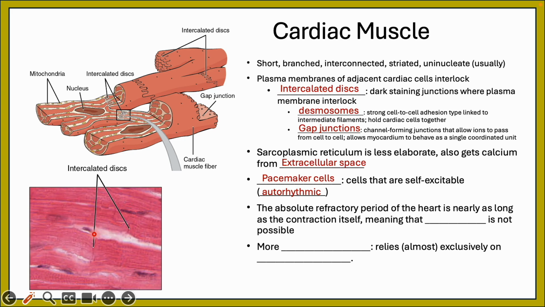Another difference has to do with the refractory period. The refractory period of the heart is long, and it's nearly as long as the contraction, which is key in preventing tetanus from happening. In skeletal muscle, the stimulus can happen so fast that contraction basically just stays continuous, but that's not going to happen in heart muscle, which is good because you want your heart to be able to relax so it can continue pumping blood. And then skeletal muscle can rely on both aerobic and anaerobic respiration, but cardiac muscle is going to be more dependent on aerobic respiration and therefore will have more mitochondria.